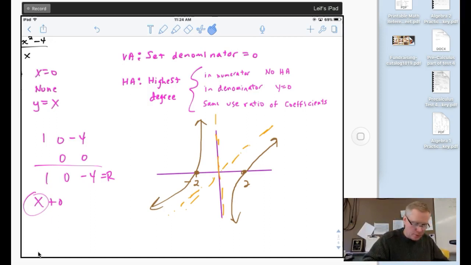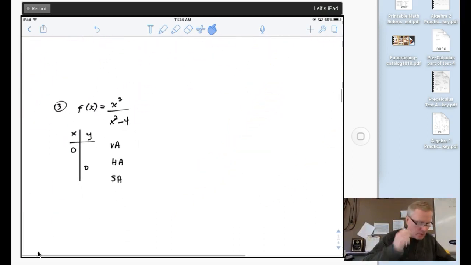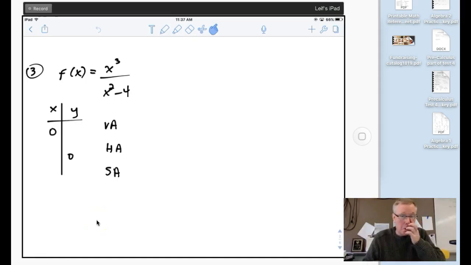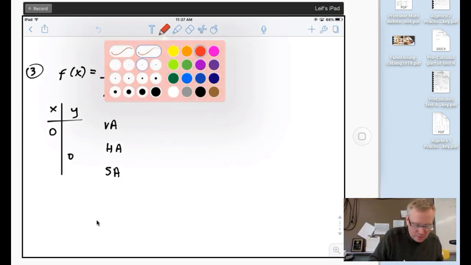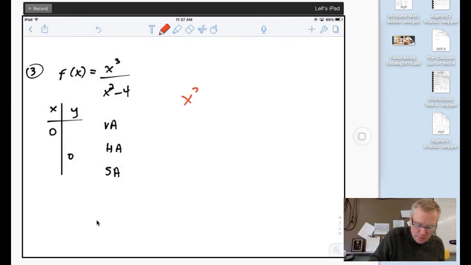All right, so number 3. This one, f of x equals x cubed over x squared. All right, so once again, vertical asymptote. Okay, so number 3, if I took this one and I'm looking for the vertical asymptote, remember, vertical asymptote is where you set the denominator equal to 0. So that would be x squared minus 4 equals 0. And if I solve that, I get x equals plus or minus 2. Okay.